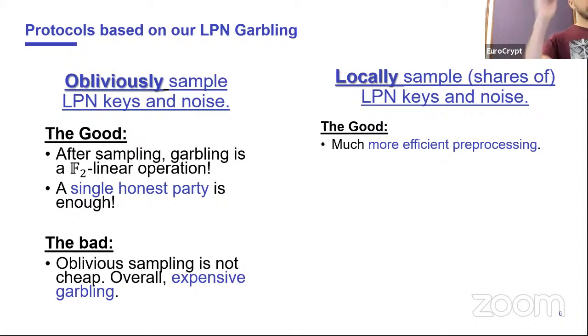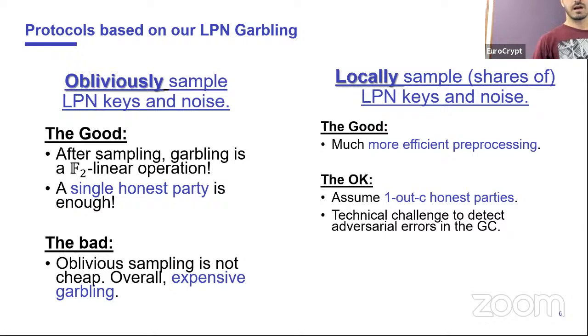And we have a second variant where the parties locally sample the keys of LPN and the shares of this noise. So this is much better in terms of the pre-processing. In order to do this, we assume some fraction of honest parties, so say 10%, 20%, whatever you're comfortable with. And it makes it a bit more difficult to prove security, and again, details are in the paper.